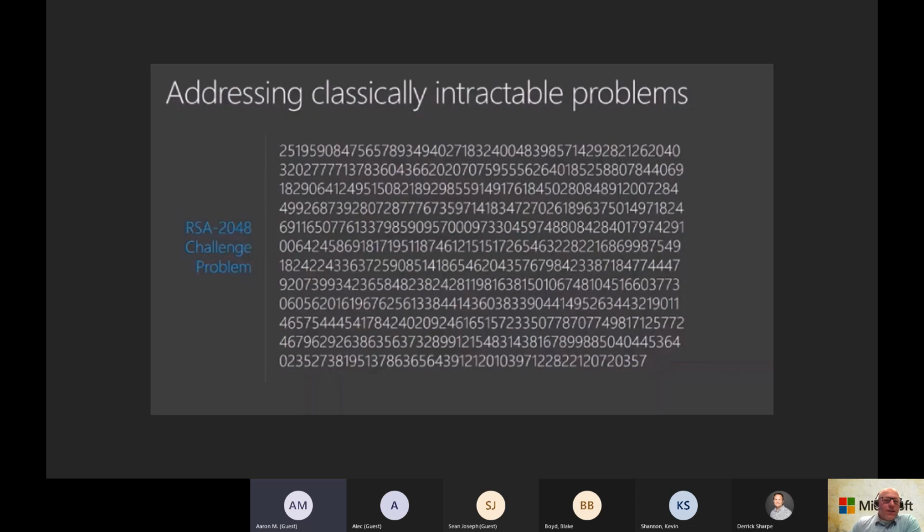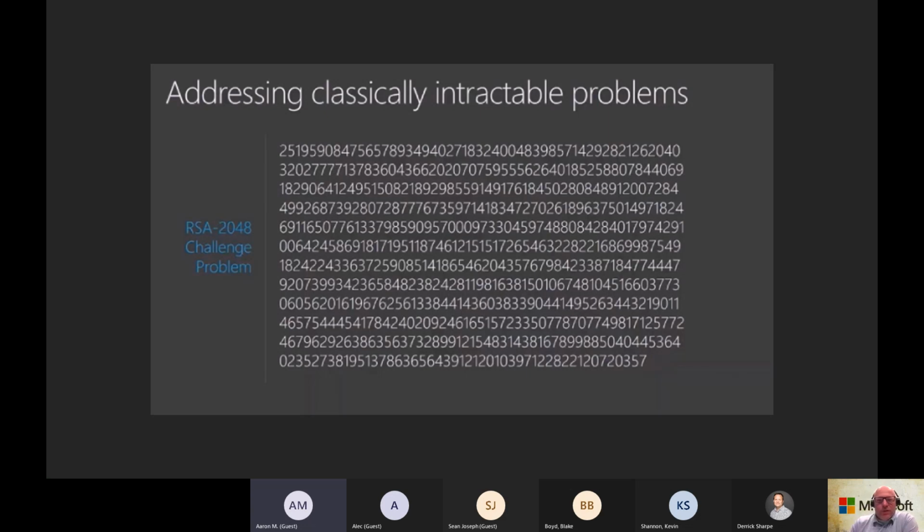Okay. So addressing classically intractable problems. This is a real world problem, and a really interesting piece right here. You see this is RSA, a 2048 challenge problem. How long would it take to decrypt this string? Because you've taken 2 randomly generated numbers and used them to encrypt this value. How long would it take to decrypt this string? Okay, I'm going to ask you to come off mute. In a classical computing setting, any guesses?